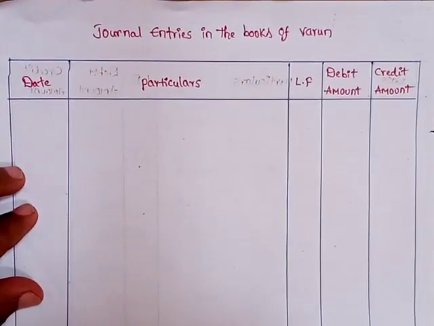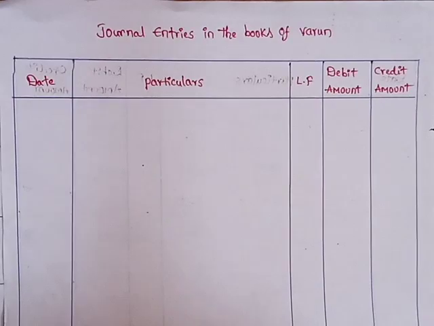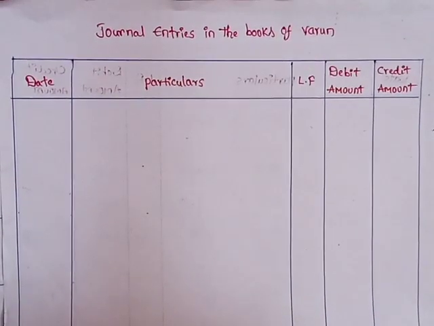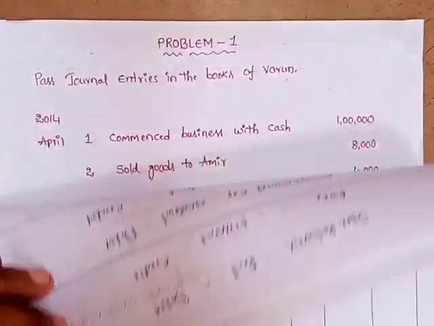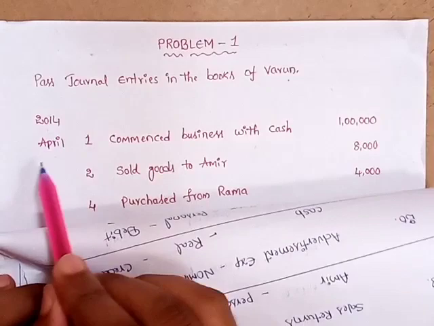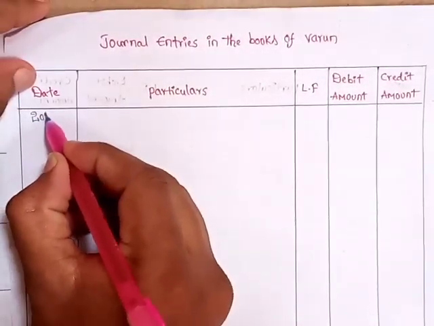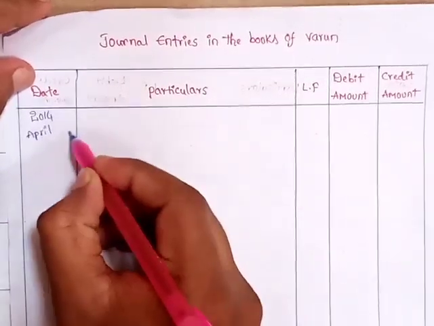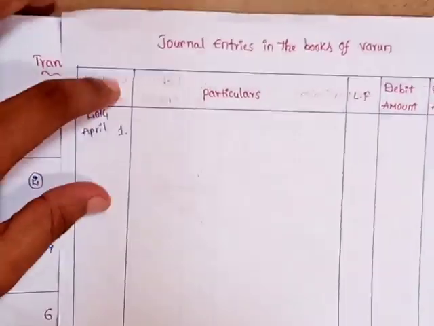So this is a format of journal book. Journal entries in the books of Varun: date, particulars, LF number, debit amount, credit amount. So in date column, first we have to write the date. What is the date? 2014 April 1st. First we have to write debit aspect in the first line.